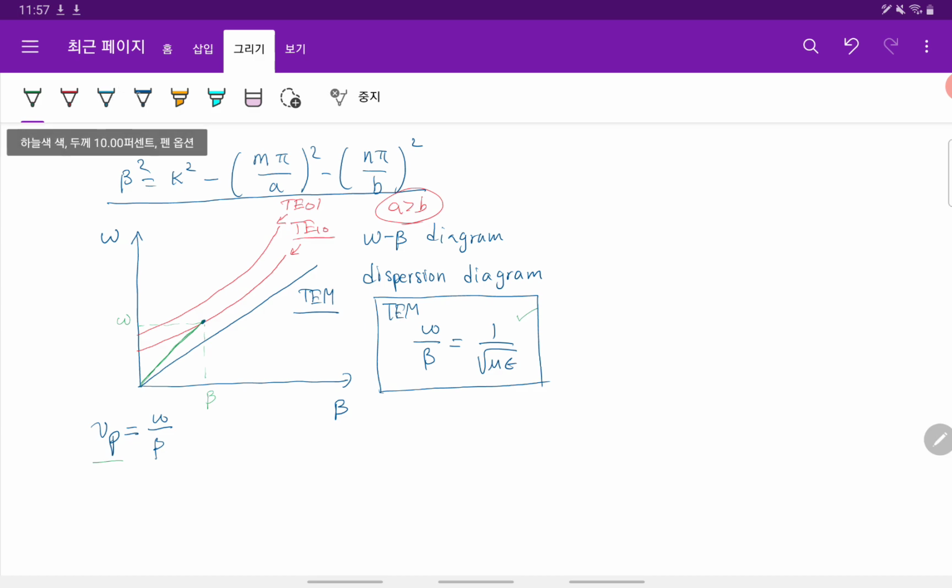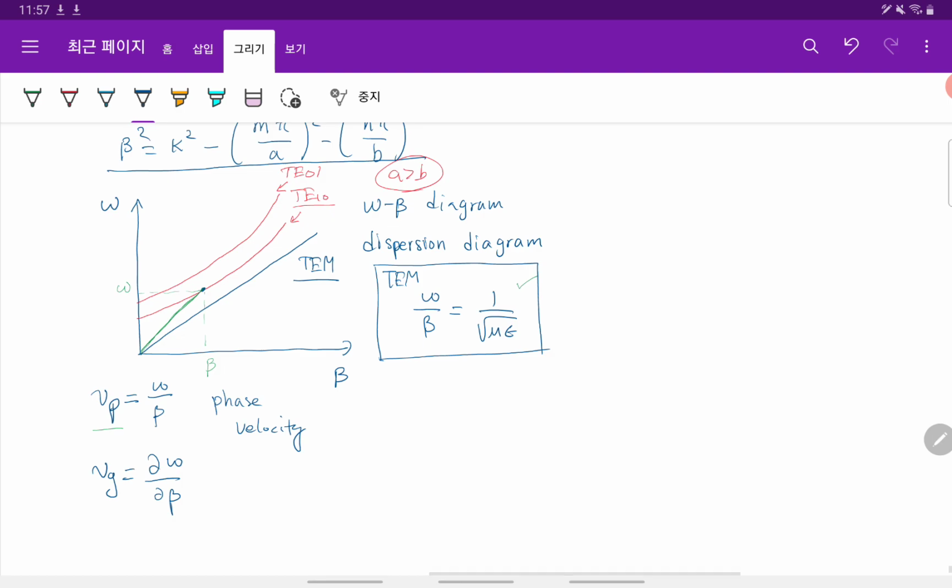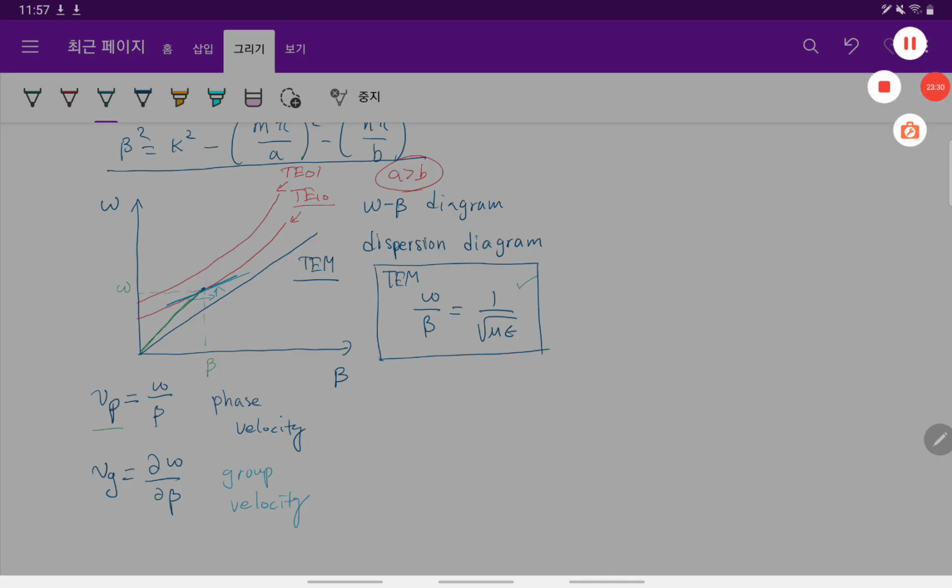And this is the phase velocity. And the group velocity is the slope, the derivative of omega in terms of beta. The meaning is slope. This slope determines the group velocity. So these are two different things you can understand from this diagram.